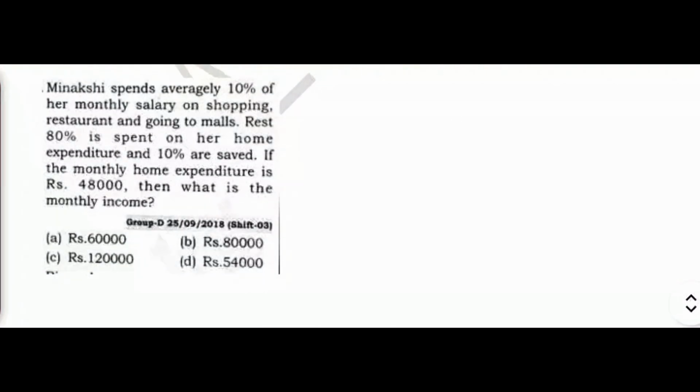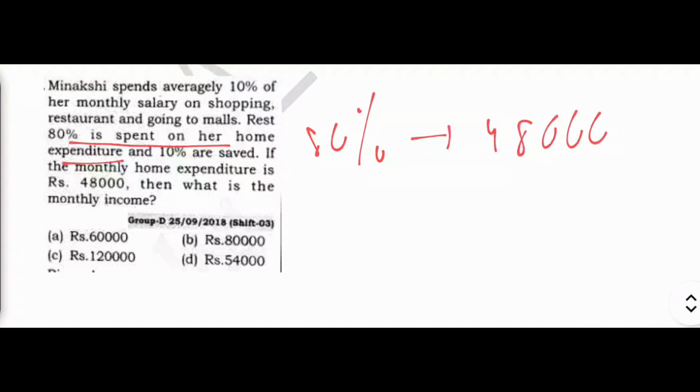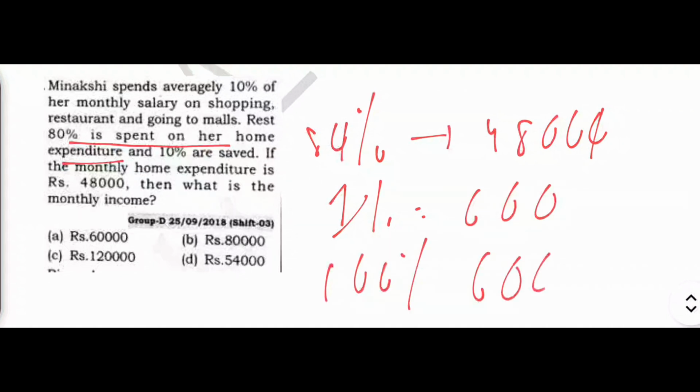Meenakshi spent on average 10% of her monthly salary on shopping, restaurants, and going to malls. Her remaining 80% is spent on her expenditure and 10% is saved. If her monthly home expenditure is this, then what is her monthly income? See guys, we know that 80% she's spending on home expenditure. And this 80% is nothing but 48000. 1% is how much? The 0 gets cancelled. 1% is 600. And 100% is how much? 60,000. So option A.